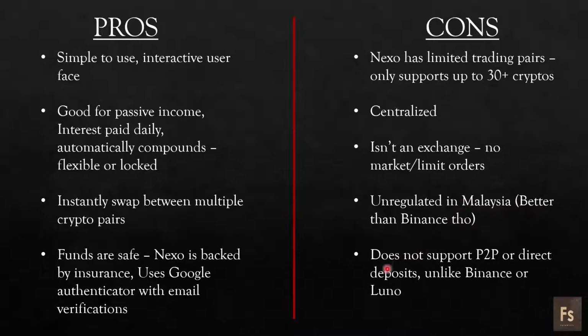And Nexo, this is the biggest con. Nexo does not support P2P or direct deposits. The only way you can get money into Nexo is through crypto. You transfer BTC to Nexo, etc. Because it does not support direct deposit like LUNO or P2P like Binance. So that's the biggest con right here.